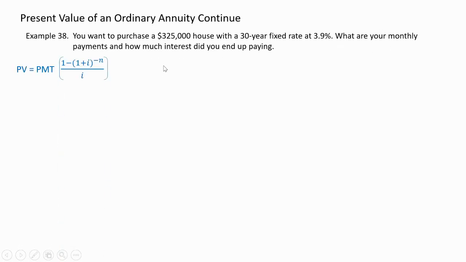Okay, so let's find out. There's my formula. There's my 7 things, right? So I'm looking for monthly payments, so we're looking for payments. The amount that you borrow from the bank, which is the present value, you borrow $325,000. The interest rate is 3.9%, which will be 0.039. The M is, again, with a house and a car, it's always monthly payment, so it's 12. The time is the 30-year loan.